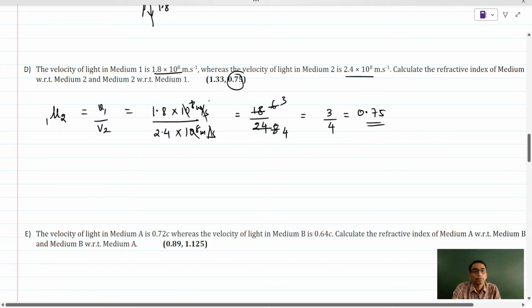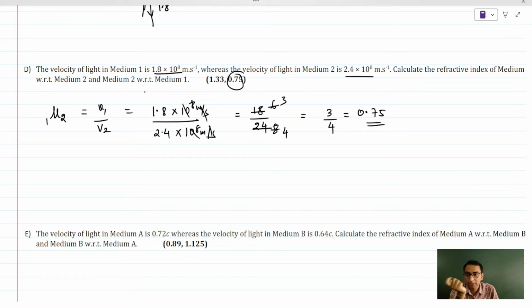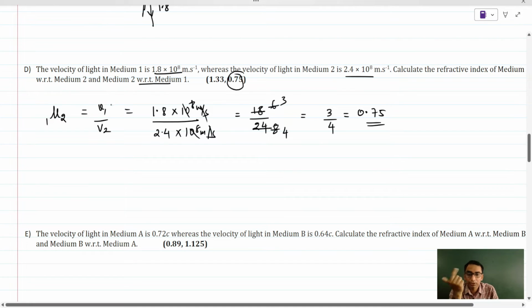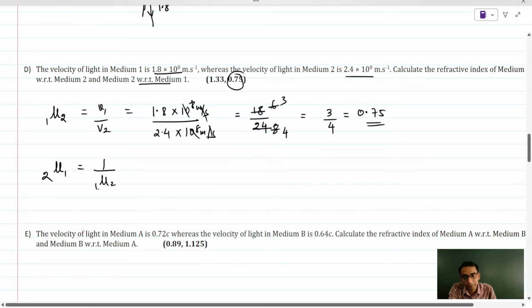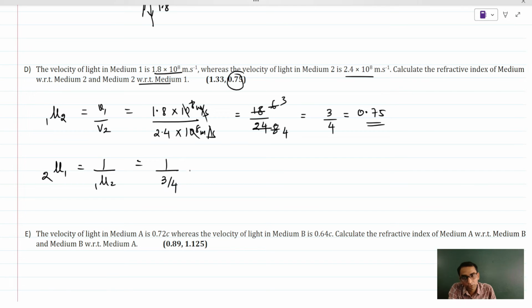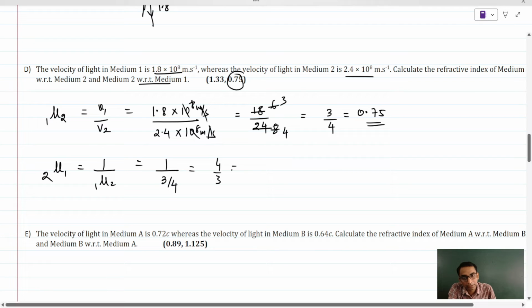Because the answer is given, now calculate the refractive index of medium 2 with respect to medium 1 and medium 1 with respect to medium 2. So this can be very easily solved by applying the principle of reversibility of light. This will be 1 upon 3 by 4, so that is 4 by 3, which is equal to 1.33 roughly.